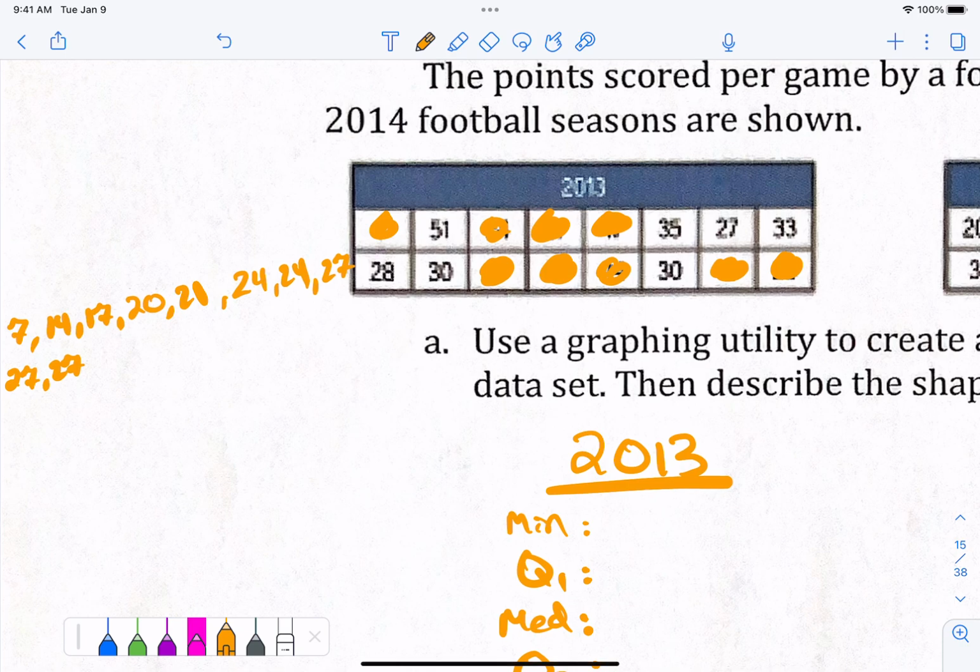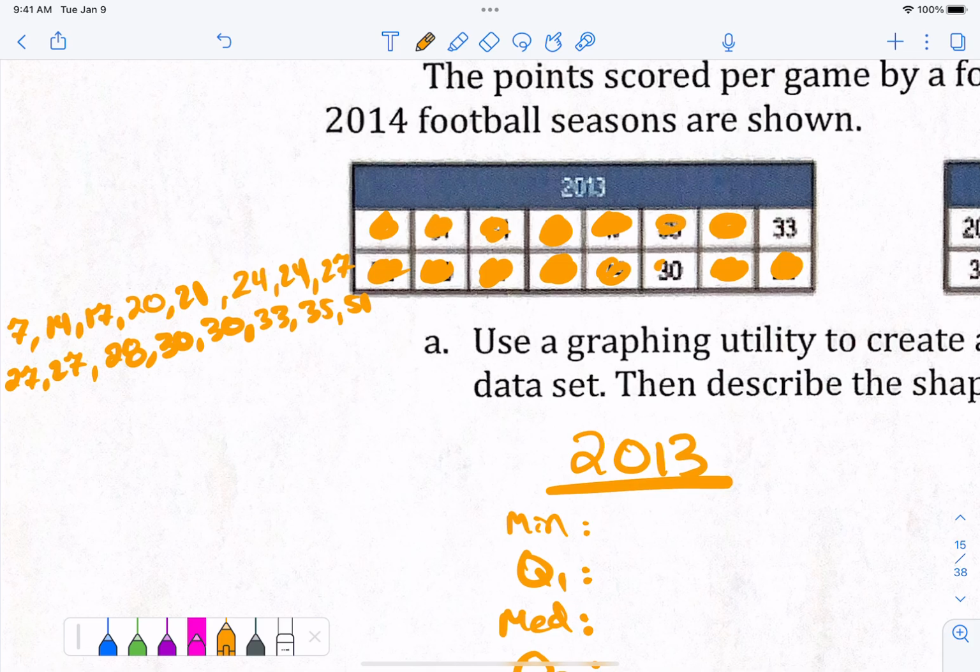There's 3 27s. No, is there 4 27s? Is there 4 27s? No, wait. There's just 3 27s. Okay? And then 120. Then we've got a 28. We've got 2 30s. We've got a 33, a 35, and a 51.